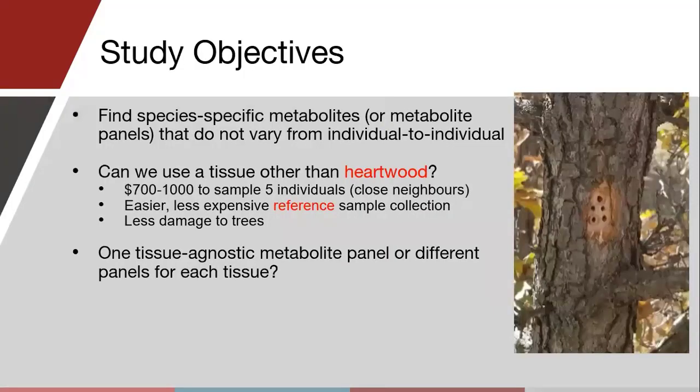So, our study objectives then are finding some species specific metabolites that do not vary from one individual tree to another of the same species. Another very important question is, can we use a tissue other than heartwood? Although this is the conventionally used sample, it costs quite a bit of money and it also damages the trees. It makes it really hard to maintain sort of a reference material collection. And last but not least, is there maybe one tissue agnostic metabolite panel or different panels for each tissue? Let's find out then, shall we?